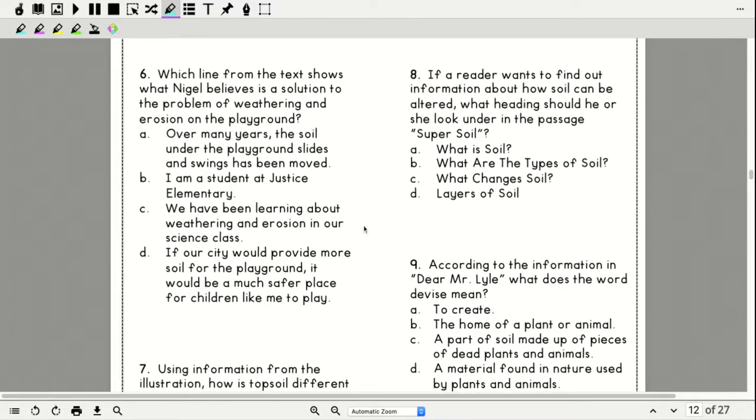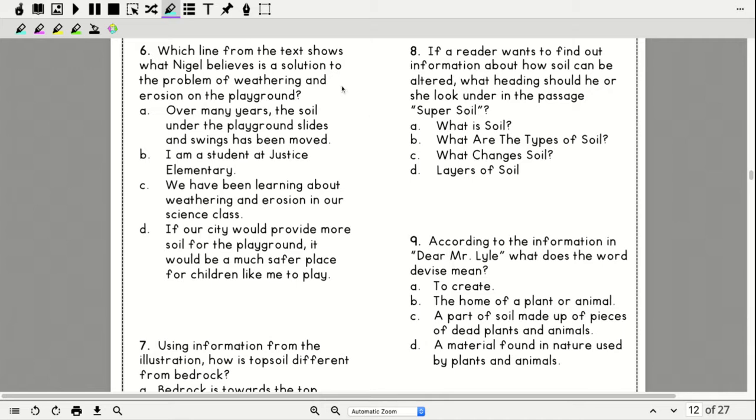I'm going to read these questions to you and you answer them on your own. So number six says, which line from the text shows what Nigel believes is a solution to the problem of weathering and erosion on the playground? A, over many years, the soil under the playground slides and swings has been moved. B, I am a student at Justice Elementary. C, we have been learning about weathering and erosion in our science class. Or D, if our city would provide more soil for the playground, it would be a much safer place for children like me to play. So he wants the solution. So which one of these is the solution to the problem?